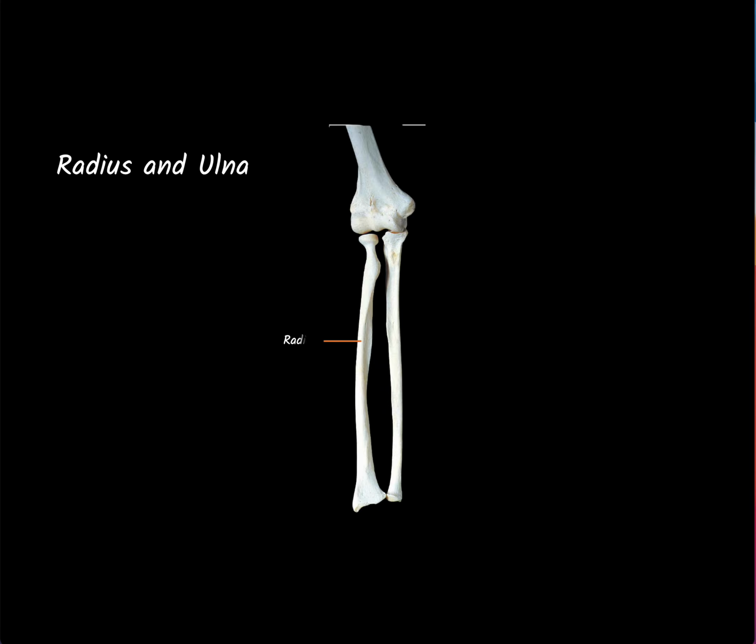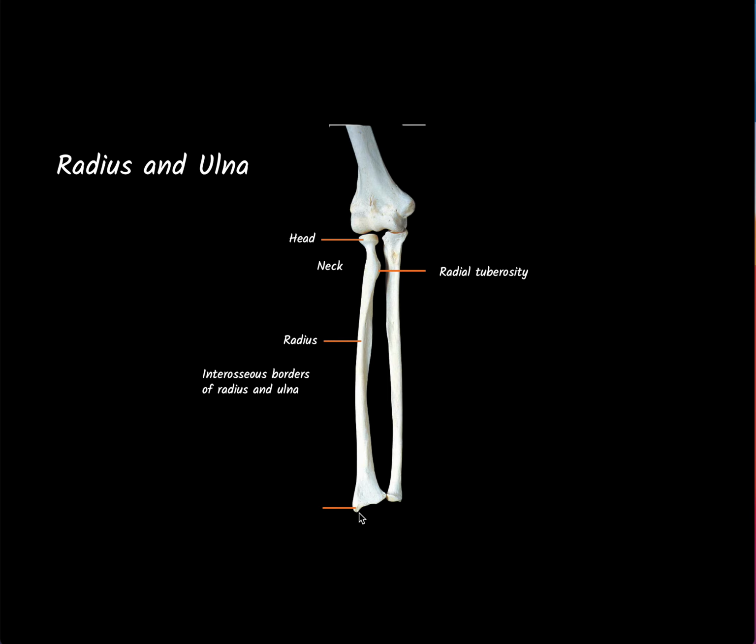Let's label them. You're looking at the radius, and this is the head of the radius. And then you're looking at the neck of the radius, and now this part of the radius which is facing medially, that is the radial tuberosity. And then there is an intraosseous border. Look at this, the intraosseous border of the radius, and this is the intraosseous border of the ulna.